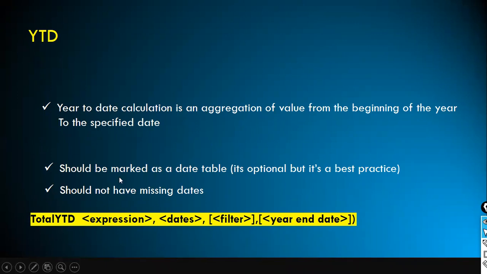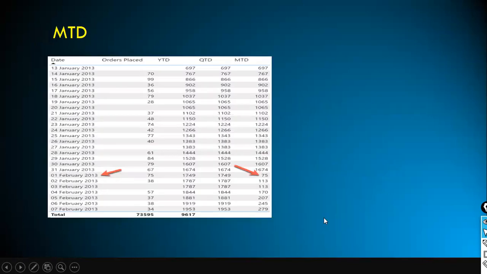Okay, for that, the table should be marked as a date table. Fine, and it should not have missing dates. So this is what we discussed. For TOTALYTD, the first argument is your expression, and then dates, and then you can use a filter and year end date. And the next one is month to date.